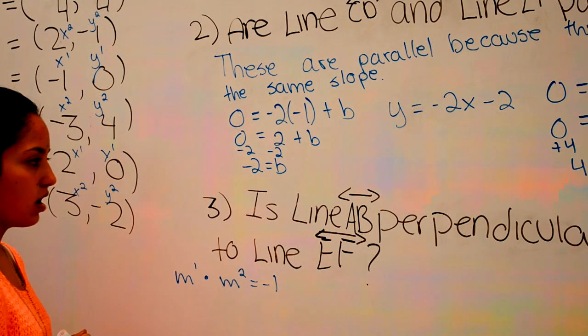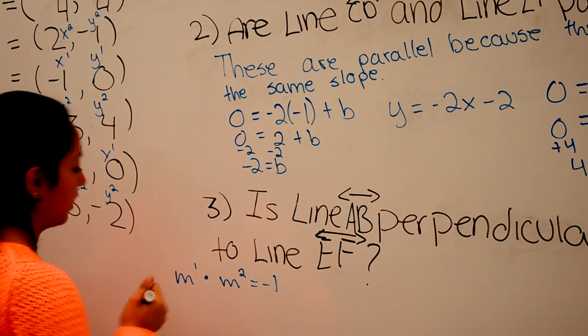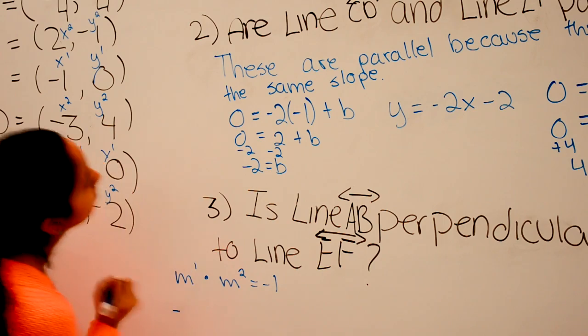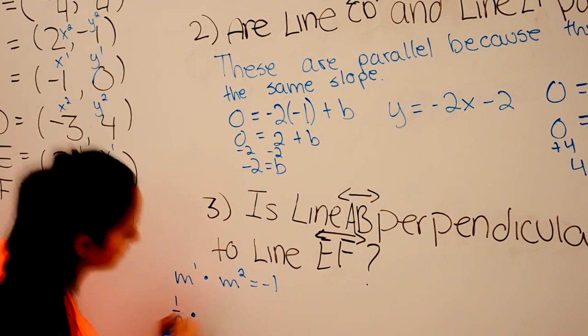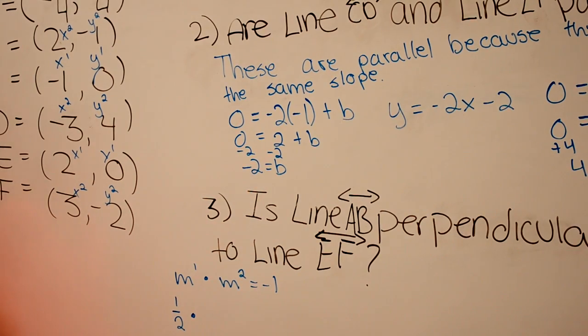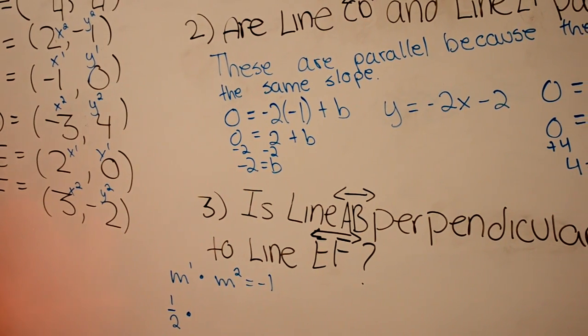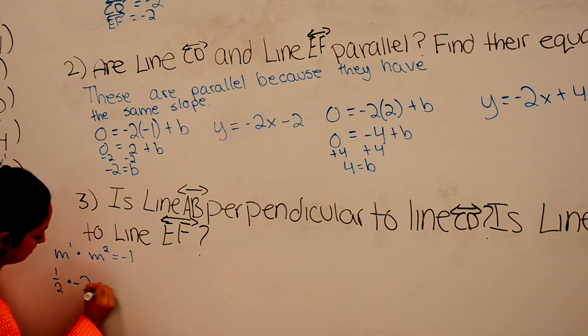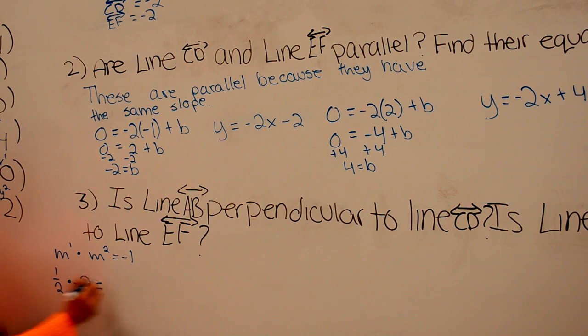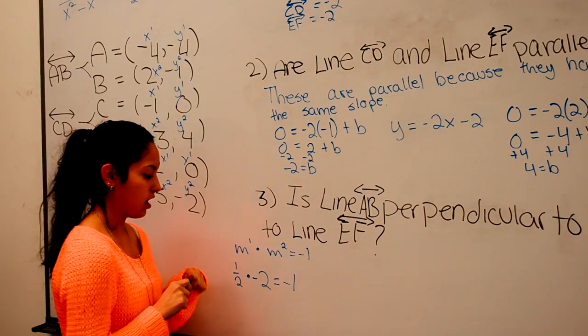So the slope of AB is -2. Just kidding. The slope for AB is 1/2 times the slope for CD is -2. And this does equal -1, so AB and CD are perpendicular.